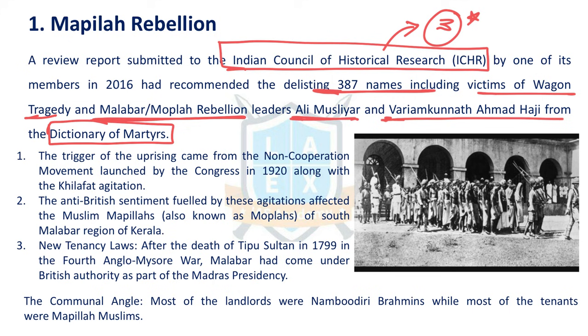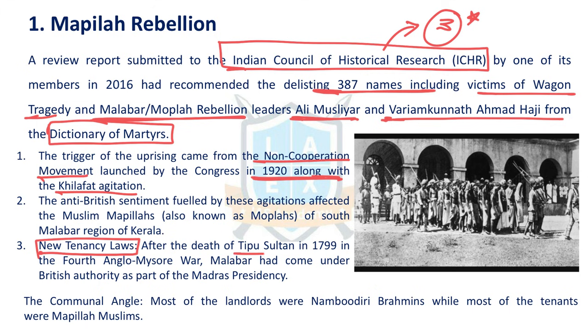Mappila is a place in the Malabar region, in the coastal region of Kerala. Mappilas are the Muslim peasants, and the majority of the Hindus were the landlords in this region. During the non-cooperation movement and Khilafat movement launched in 1920, this Mappila rebellion started. Initially, Congress leaders supported it, but as it turned into a more and more violent event, Congress leaders removed their support to this particular rebellion. They fought against the new tenancy laws.